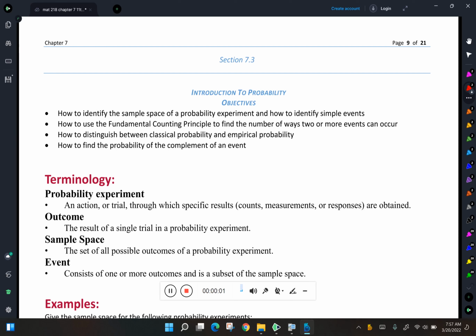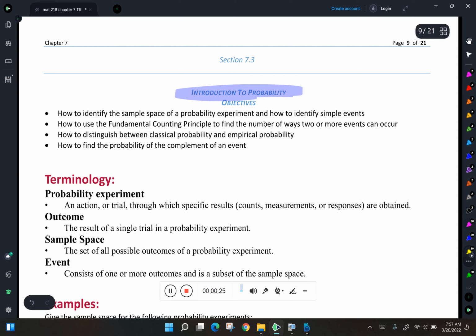All right, so welcome to section 7.3. In this section, we're going to take a look at an introduction to probability. So we're going to begin by taking a look at the terminology necessary, and then we're going to take a look at connecting those things we did in the last section with the sets and the set operations to the idea of probability and how those things kind of link and map over.